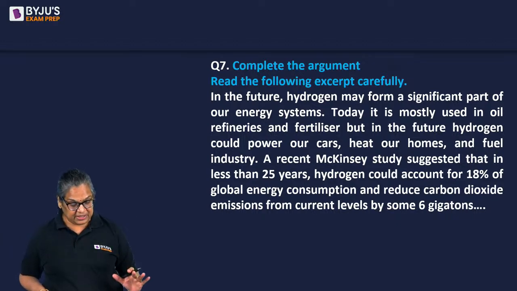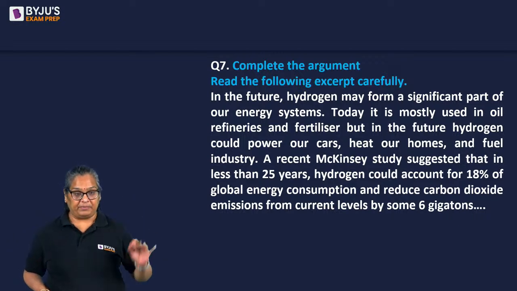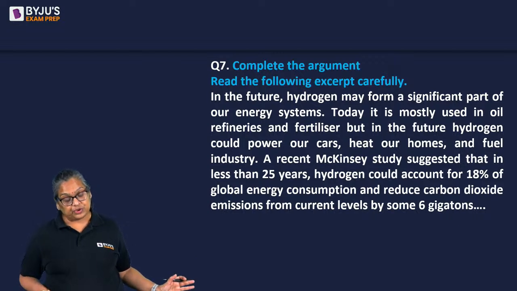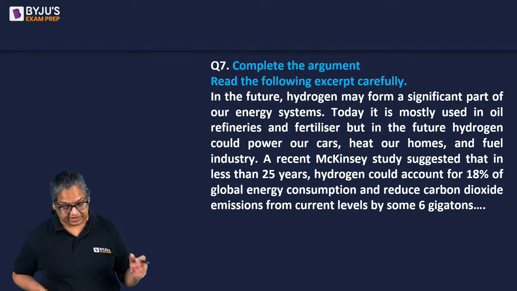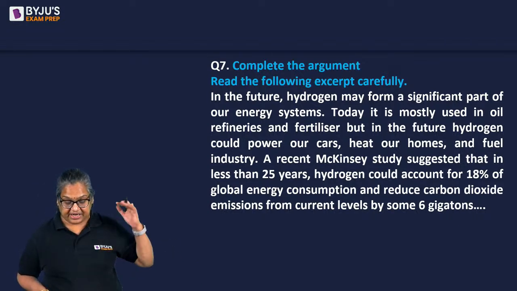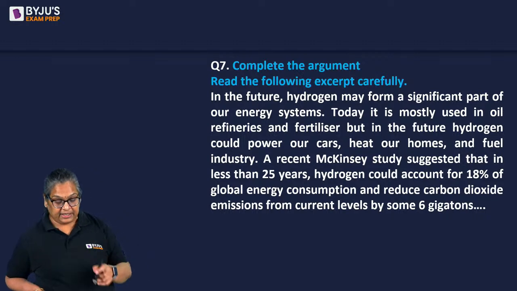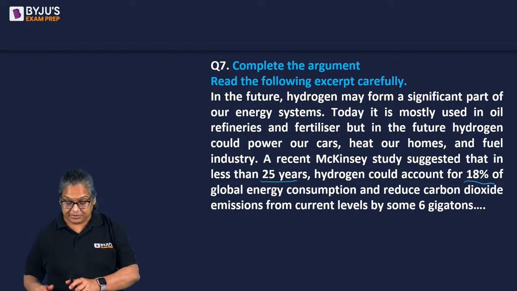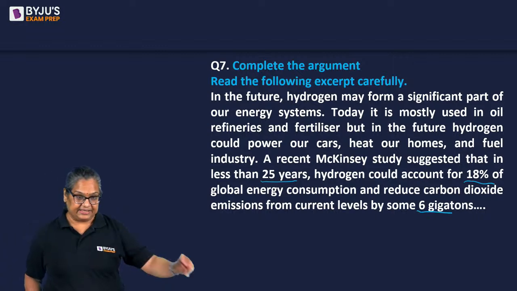Theme: hydrogen. It will be a predominant part of our energy systems. Today it's mostly used in oil refineries and fertilizers, but in the future it will be more prevalent. It will be in our cars, in our homes, and in the industry. And a McKinsey study says in less than 25 years, it will account for 18% of the global energy consumption and reduce carbon dioxide emissions by 6 gigatons.